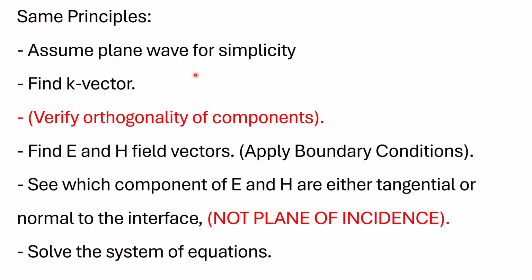We just assume that we're working with plane waves, and then we find the expressions for the k vector, and then we find the expression for the electric field that is in the plane of incidence, and we can verify the orthogonality of components, which is an extra step just to make sure that our calculations are correct. We find the E and H field vectors by applying boundary conditions, and then we find which components are tangential or normal to the normal of the interface in order to derive a system of equations. And we can find the reflected and transmitted coefficient for the P polarization.